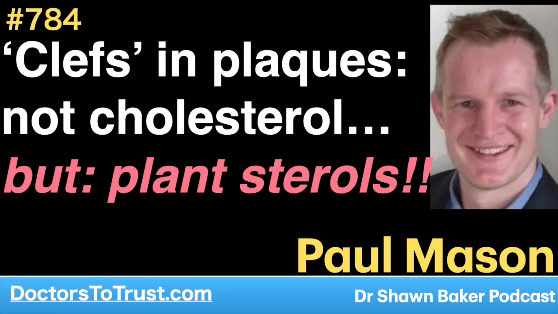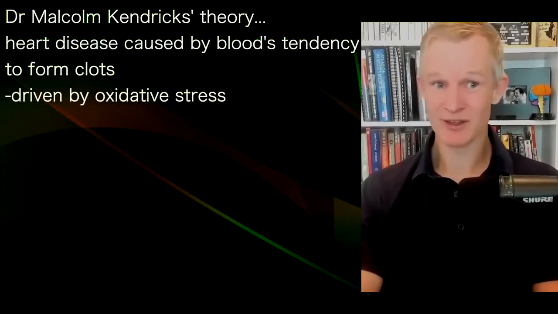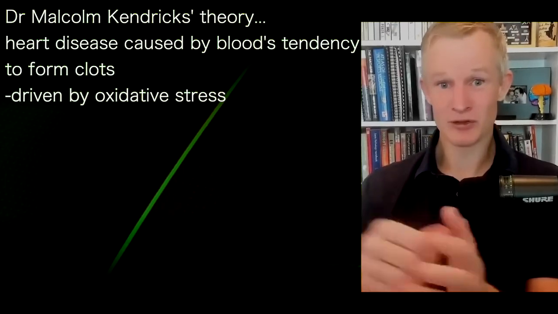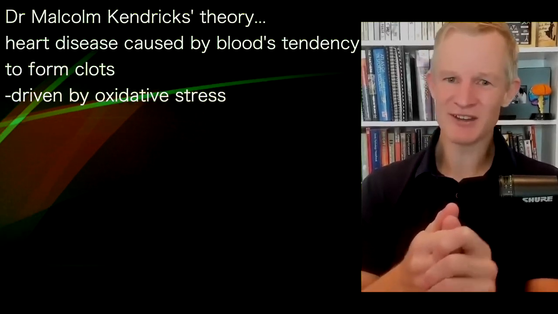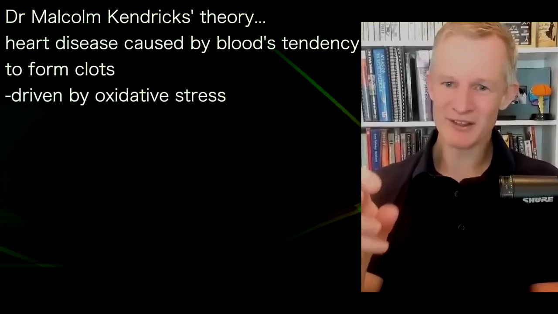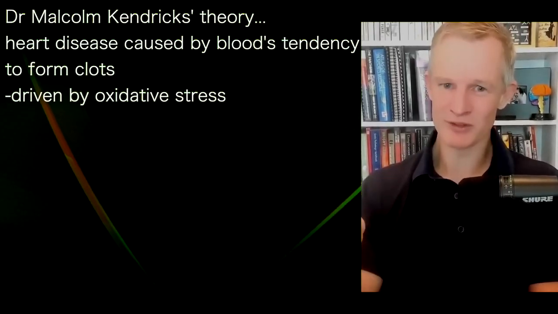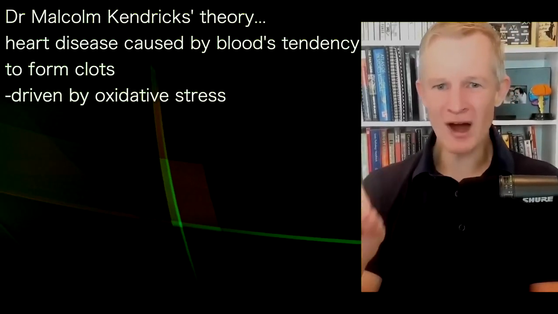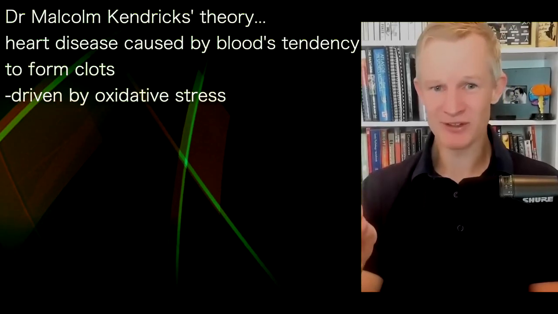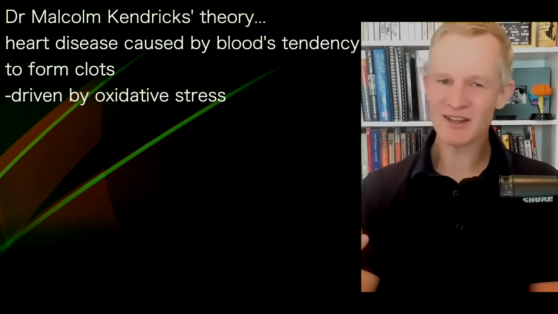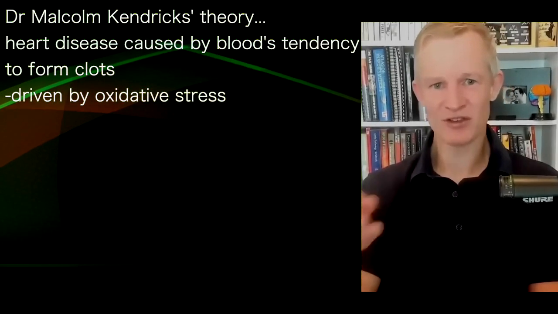This actually fits in very well with Malcolm Kendrick's theory of clotting. So basically, just to introduce it quickly, the idea is that heart disease is actually caused by the tendency of the blood to form clots within it, what we call thromboses. And one of the driving factors of these thromboses is something called oxidation stress, which is like the tendency of iron to rust. That's oxidation.